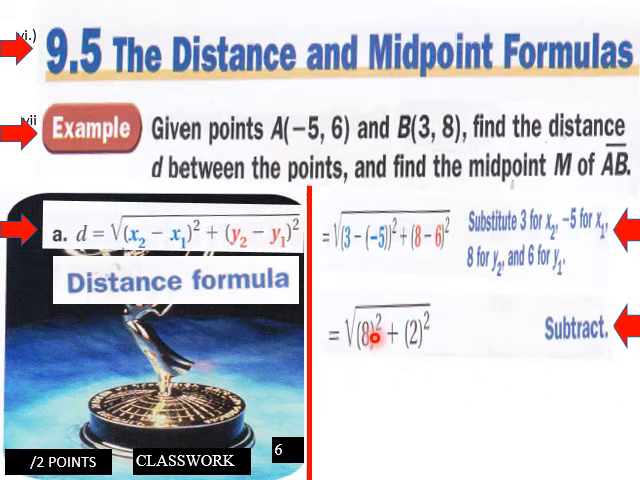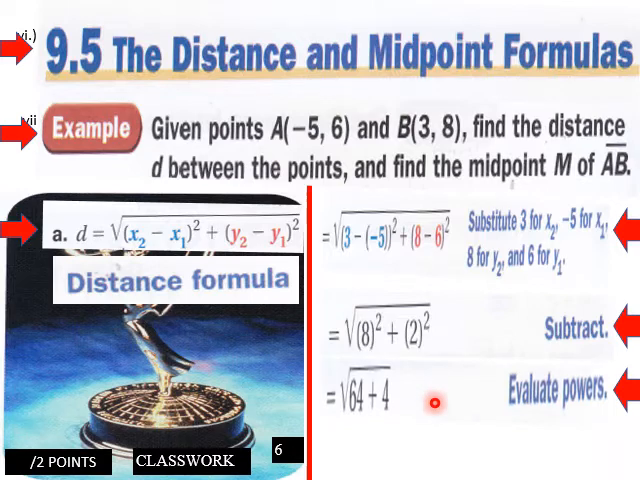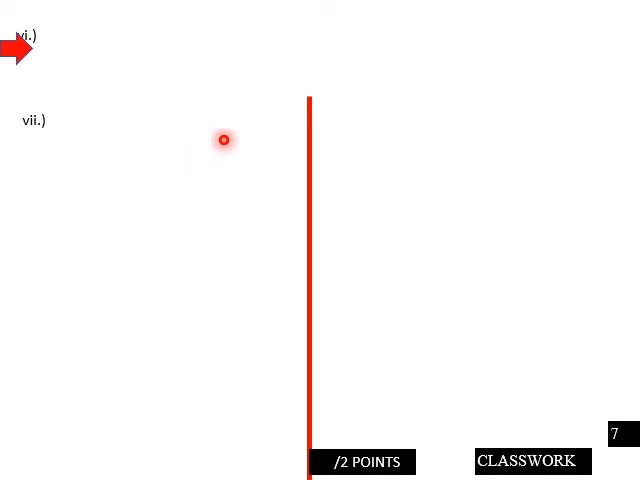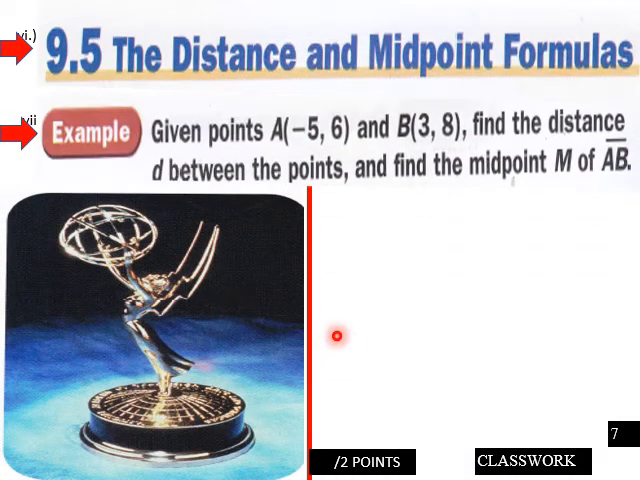And then once we do that and subtract, we have the square root of 8 squared plus 2 squared. What we have then is the square root of 64 plus 4, which is the square root of 68. So that is our distance between A and B. And then that can be further reduced to 2 times the square root of 17. Okay, once we have that, we found our distance here.